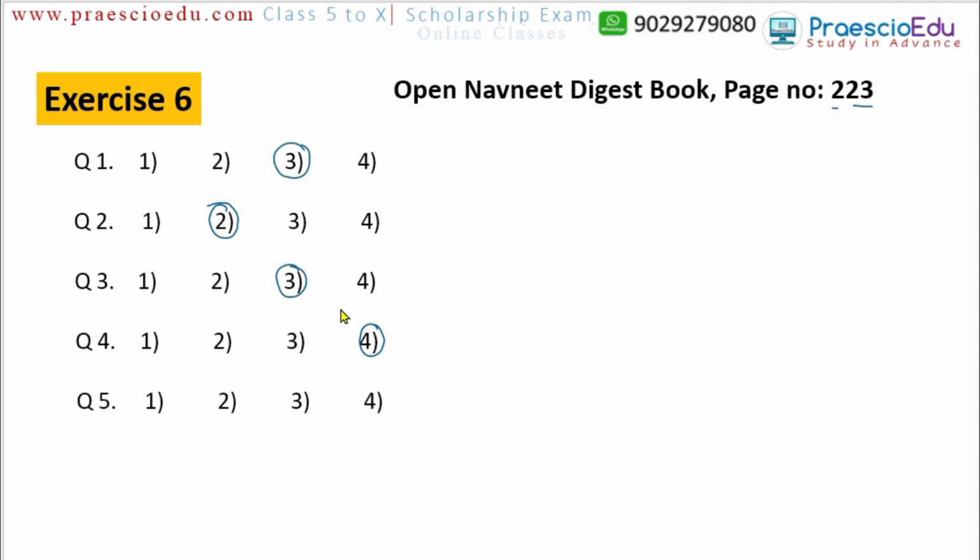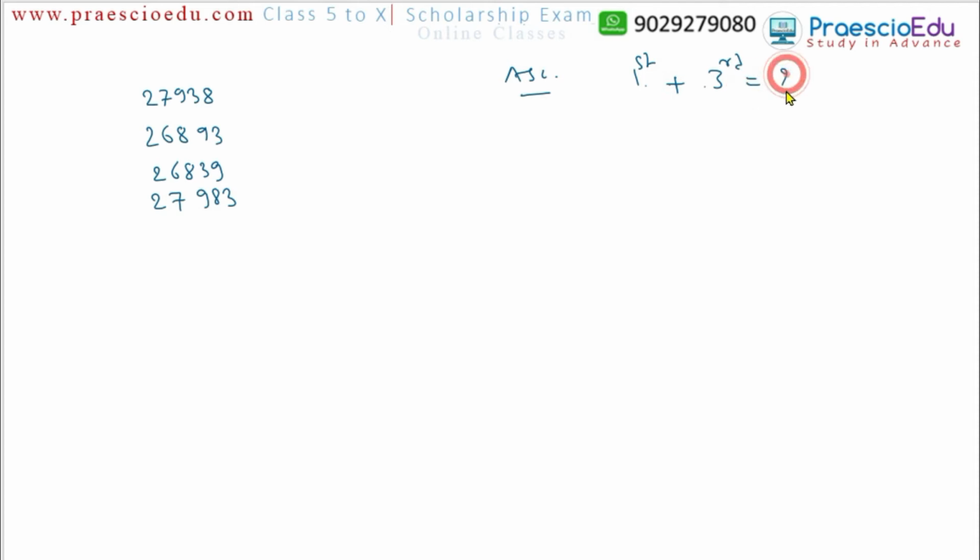Now question 5. What will be the sum of the first and last number? If the numbers are given, we have to arrange them in ascending order first, then find out the first and the third, and then make the addition and find the answer. So this is the total exercise we have to do in question number 5.